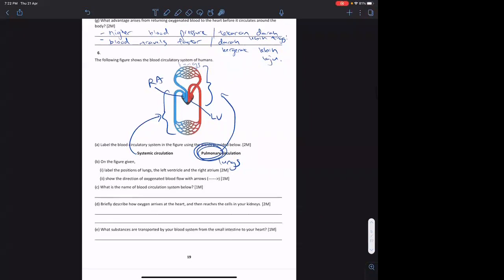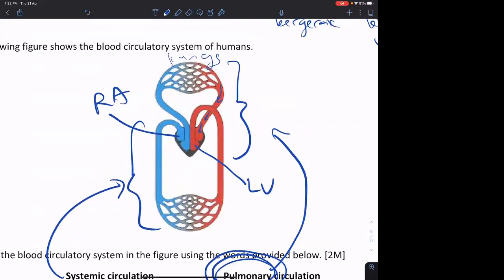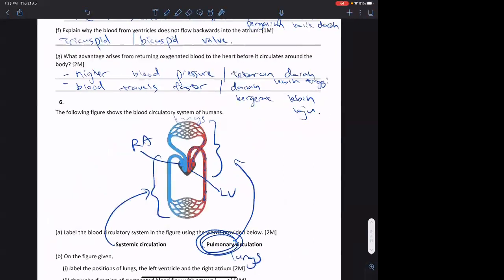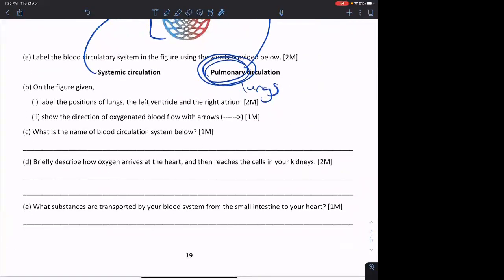Very easy to memorize. So show the direction of oxygenated blood flow. Oxygenated blood is here, the red color one. They will first return to the heart, let me zoom in, going to the atrium, then the ventricle, then reverse back, going up to the aorta. Then they will travel to your body cells. So that means they go like this. Very straightforward. As long as you have been following my lesson, you should be able to answer. These are all very straightforward questions.